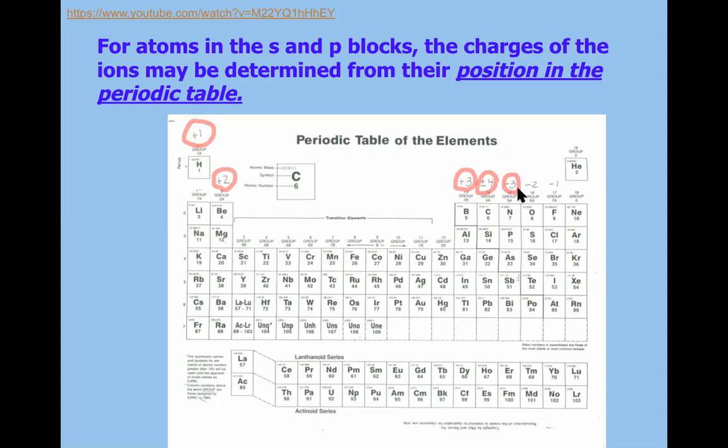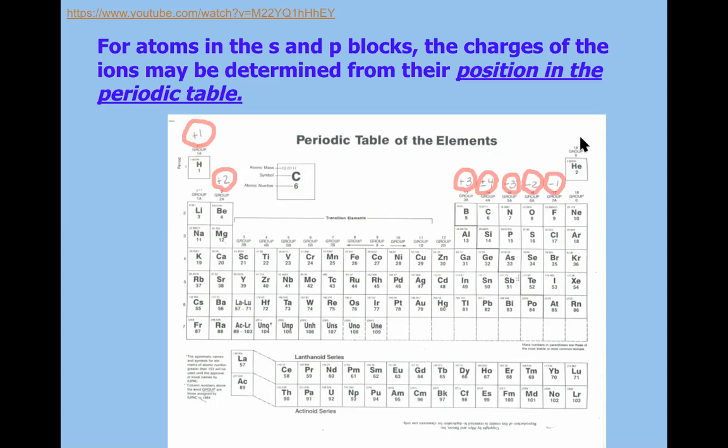And group 16 elements have 6 valence electrons. So they add 2 electrons, becomes 2 negative. And group 17, seven valence electrons, so they need one more valence electron and they become one negative. And group 18 have no charge.